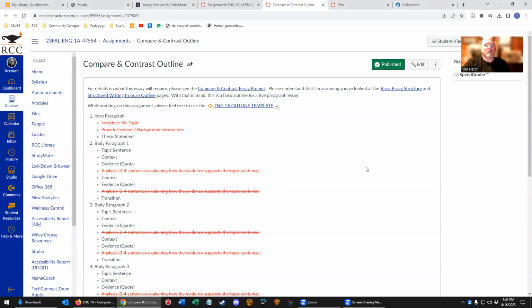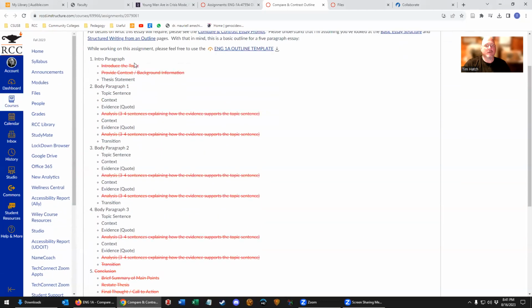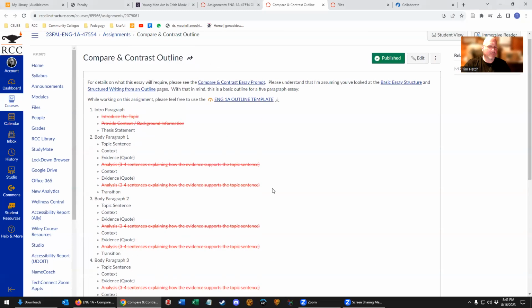Let me share my screen here. Okay. So this is the assignment page on Canvas. Once again, it's going to look identical to the previous two. You don't have to do the stuff crossed out in red. You're going to be doing the same thing for this outline as you've done for the other two. However, it is going to look a little bit different.